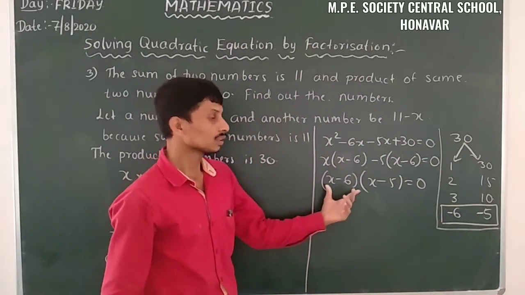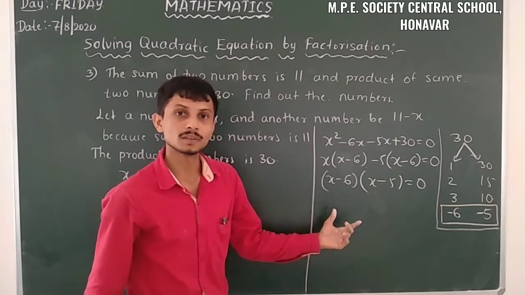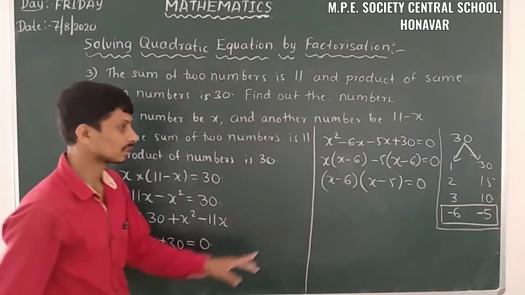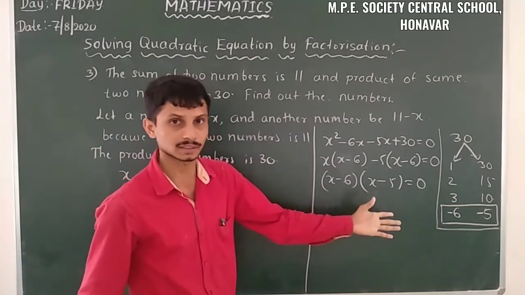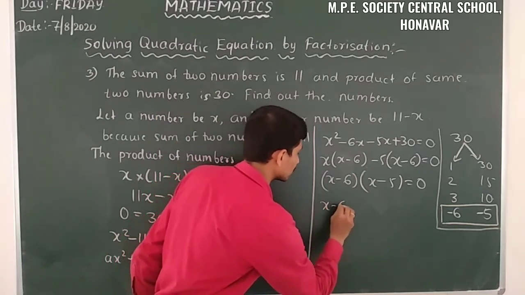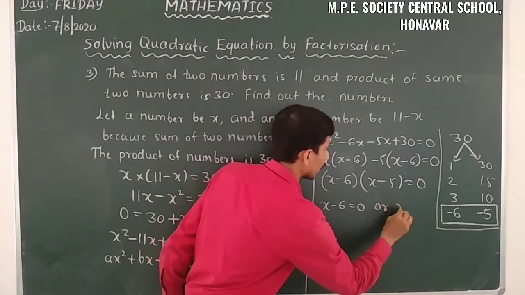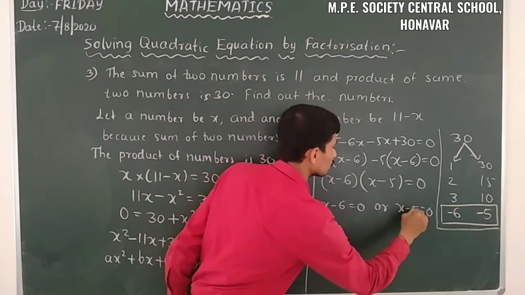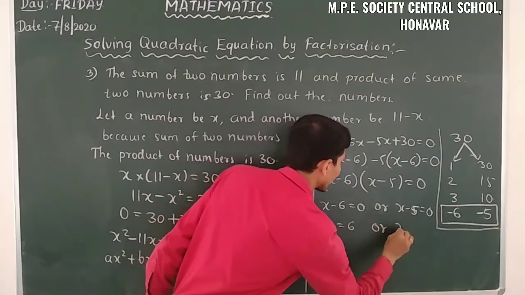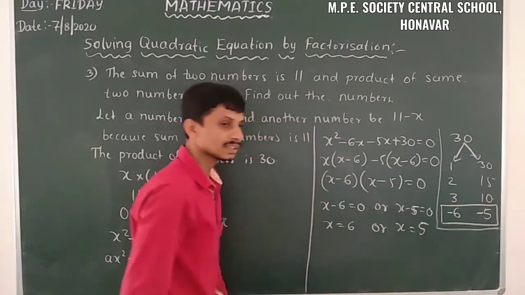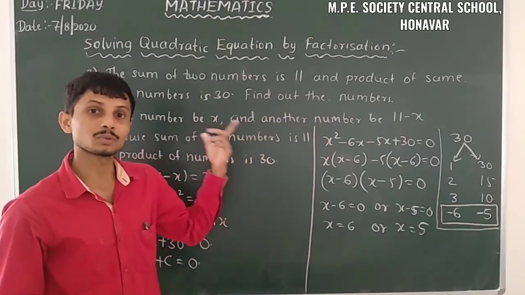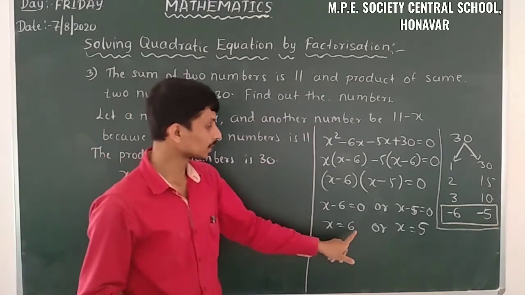Yes, then these are all the factors of this quadratic equation, x square minus 11x plus 30. So x minus 6 and x minus 5 are the factors. Then we have to equate individually. That is x minus 6 is equal to 0 or x minus 5 is equal to 0. Then x is equal to 6 or x is equal to 5. That means when the sum of two numbers is 11 and the product of the same two numbers is 30, those numbers are 6 and 5.